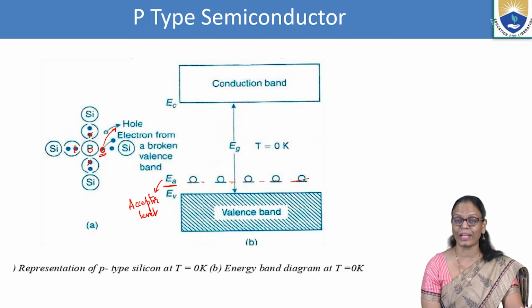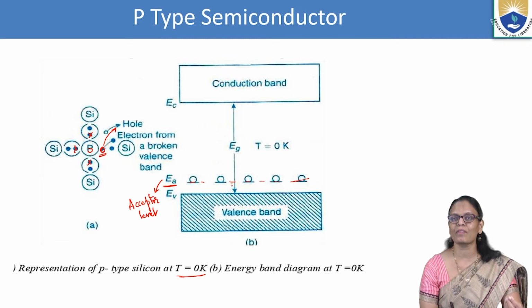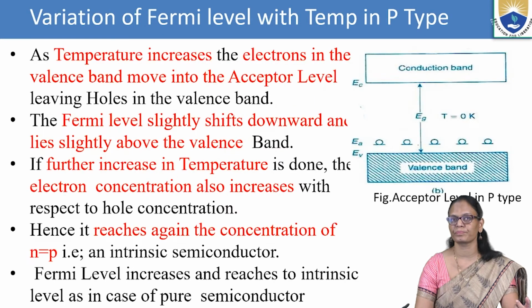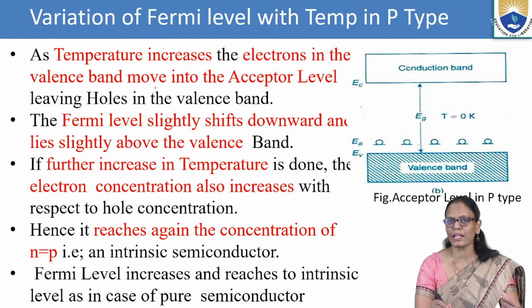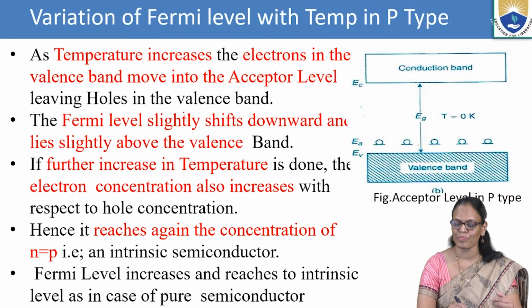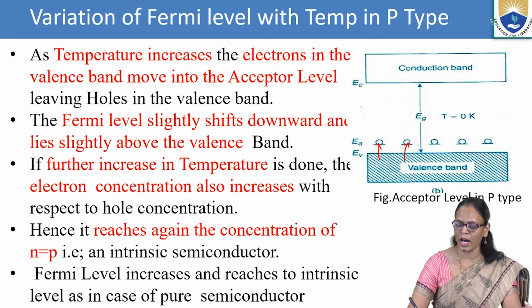So these are the vacant sites. At T equal to 0 Kelvin, what we see is the valence band is full, but there is an energy level just above the valence band, which is having vacant sites and which is ready to accept the electrons. So when the temperature increases, the electrons in the valence band will move into the acceptor level, leaving behind holes in the valence band.